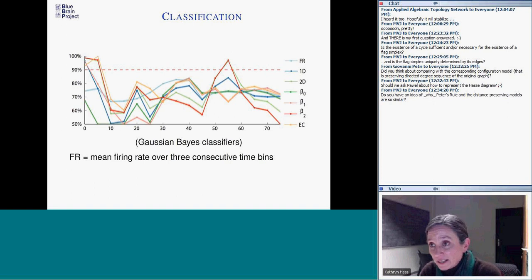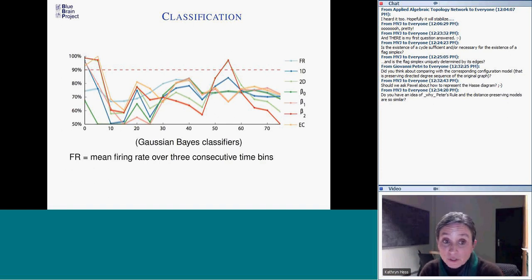So we used Gaussian-based classifiers in order to see which of these topological metrics was behaving well. In this diagram, we're looking at these various metrics. Along the x-axis we have time, and on the y-axis it's the percentage of time that you're actually classifying things properly. So we have firing rates, number of one simplices, number of two simplices, Betti numbers, and Euler characteristics. And we'll come back to looking at it in a different way.